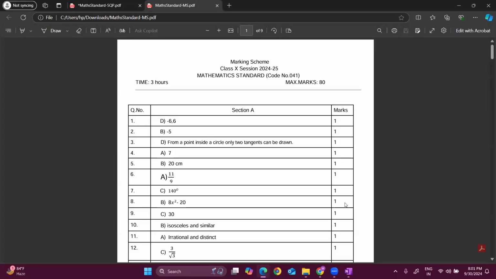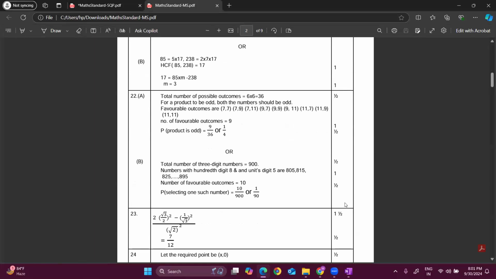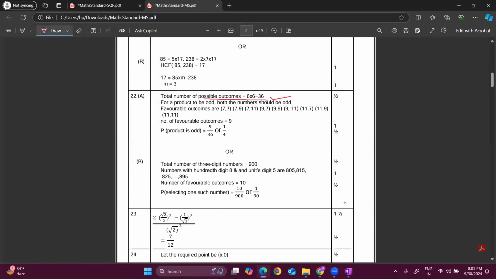Now see. If you write this total number of possible outcomes, if you write this thing only, you will get half marks in your board exam. See on the screen, children.